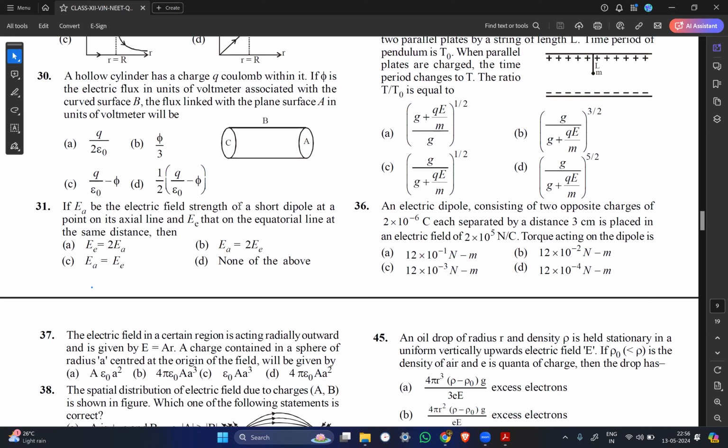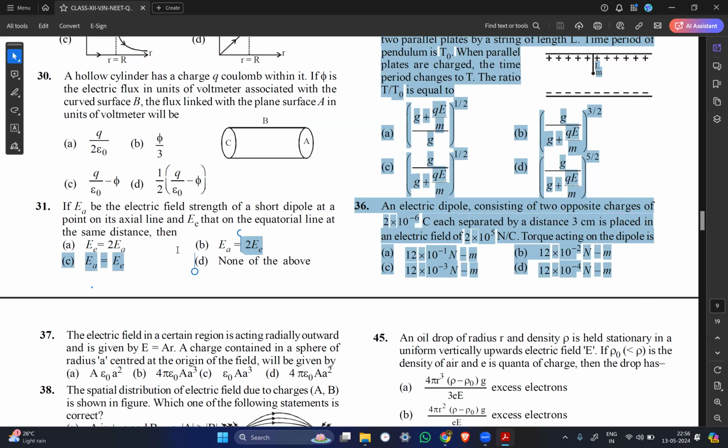E be the electric field strength for a short dipole on its axial line, and E on the equatorial plane at the same distance. The axial electric field is K into 2p by r cube. Equatorial it is K into p by r cube. So r is the same, K also same. So one is 2p, one is p. E is p and EA is 2p. So EA will be equal to 2E. So it will be option B. Right? 31 will be option B.